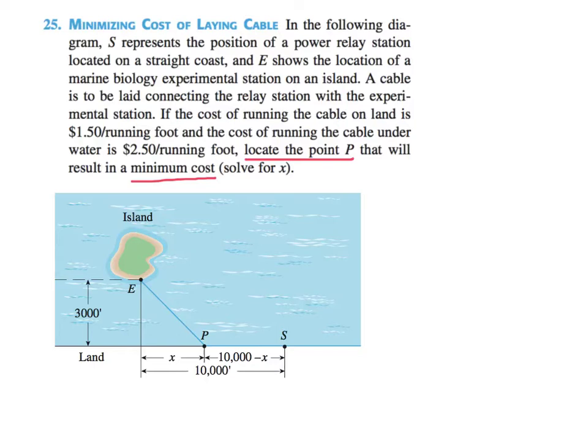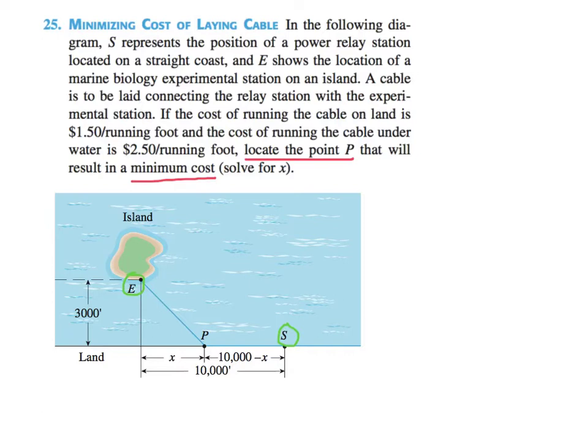In the following diagram, S represents the position of a power relay station located on a straight coast, and E shows the location of a marine biology experimental station on an island. You can see S right here and E right here. A cable is to be laid connecting the relay station with the experimental station.